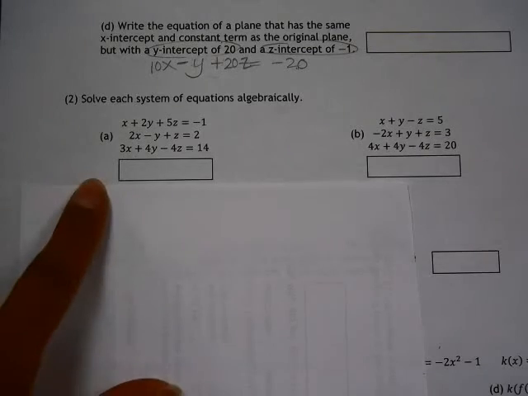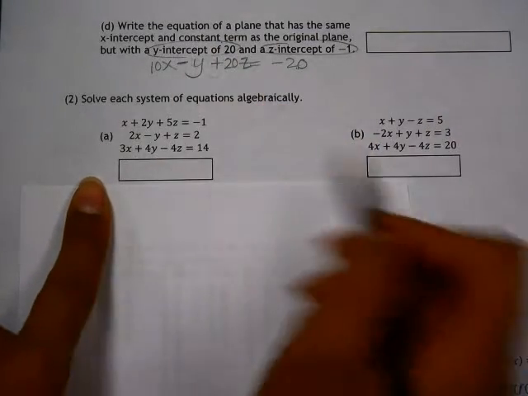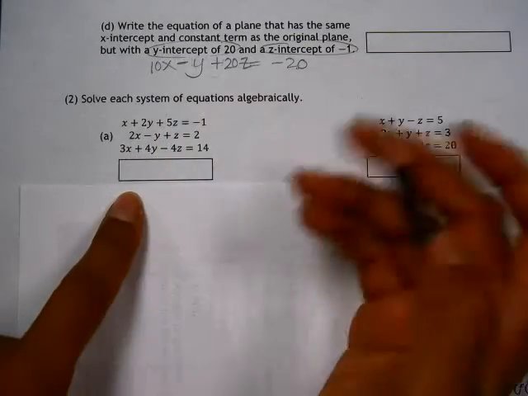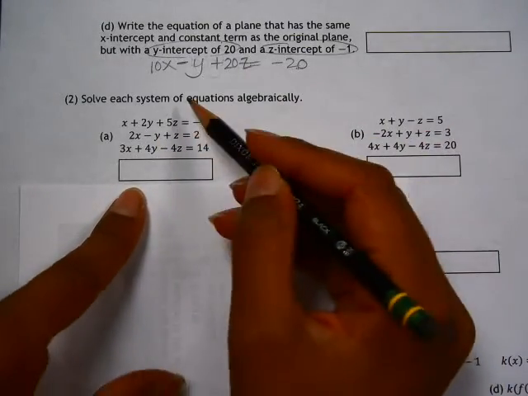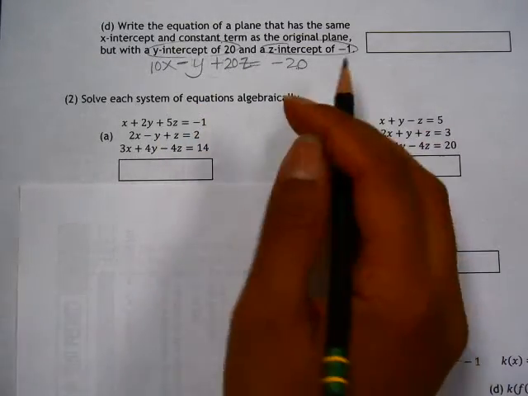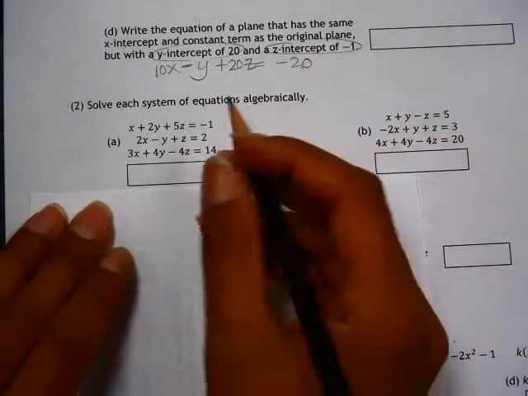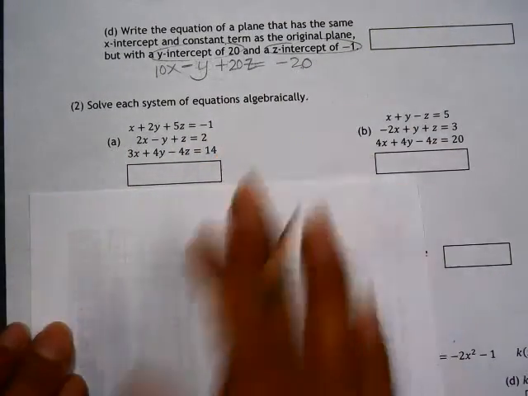This is number 2. We're going to do A and B. So solve the system algebraically. We have 3 equations here with 3 variables. First step is to try to eliminate one of the variables.